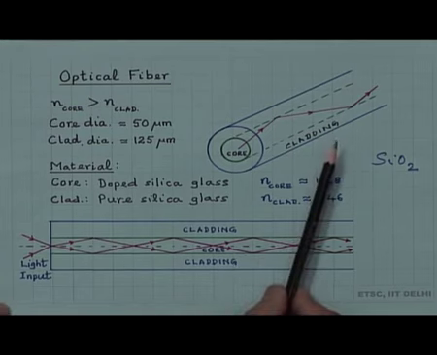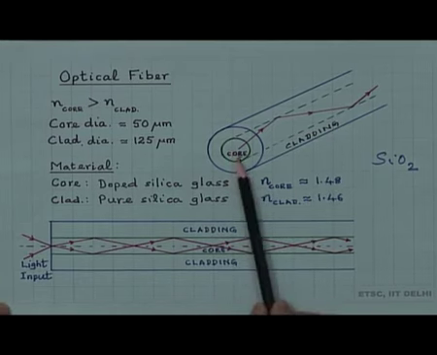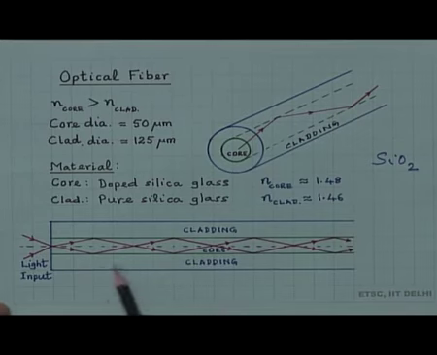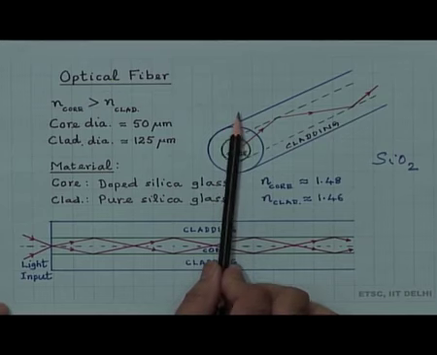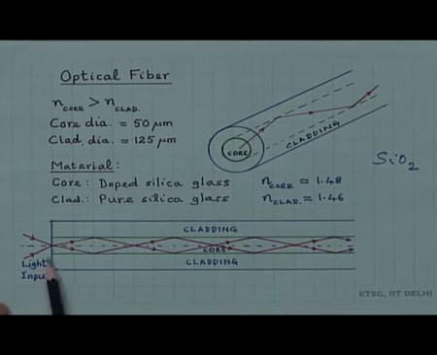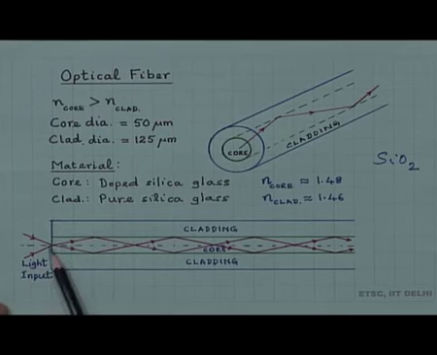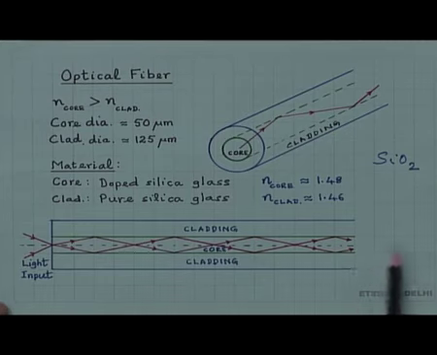So, light propagates by total internal reflection at the core cladding interface. What I have shown here is a longitudinal section of this fiber. So, this is the end face here. So, light input undergoes total internal reflection along its length at the core cladding interface, and therefore, light gets trapped.